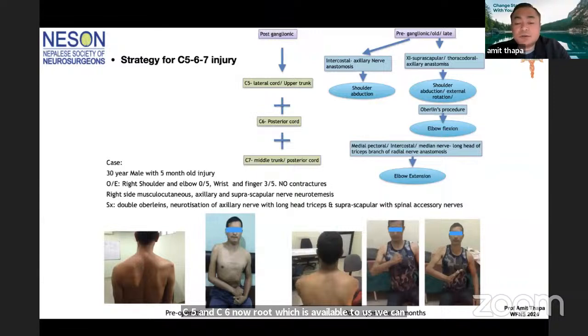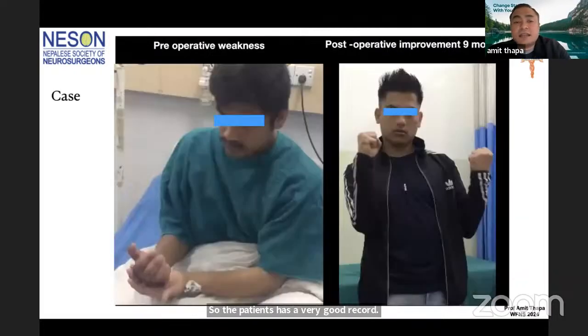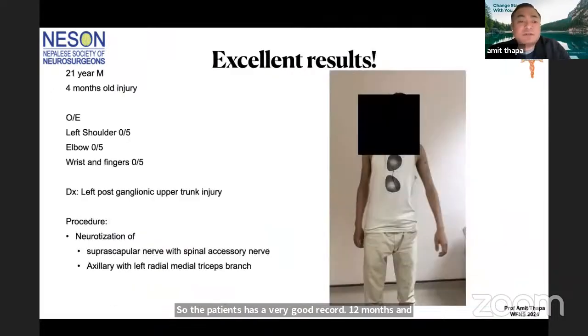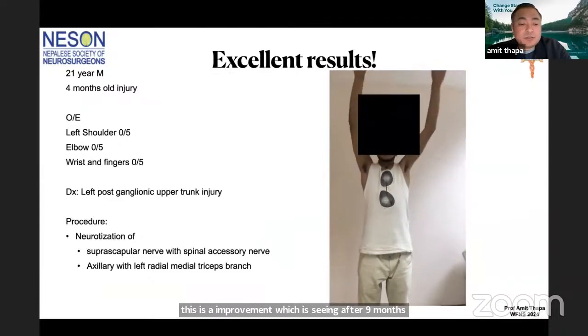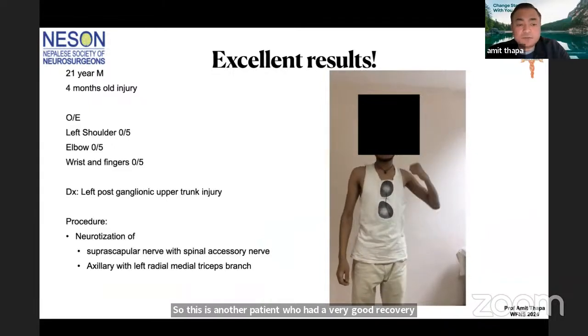So the patient has a very good recovery after a period of 12 months. And this is an improvement seen after 9 months. And this is another patient with improvement after 9 months. And this is another patient who had a very good recovery, I think after 6 months of the repair.